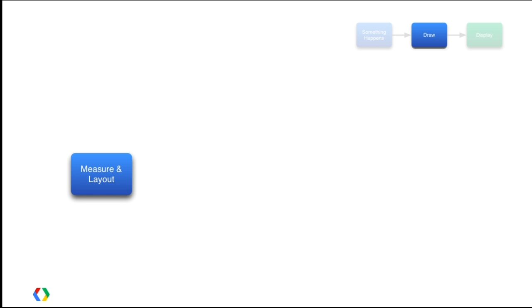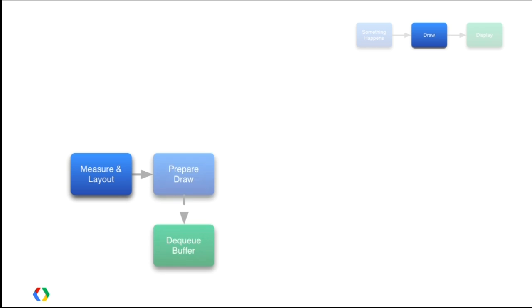Okay, now we're into the big part of the process, the bit in the middle that says draw. A lot of different pieces to this. Measure and layout is certainly part of draw. In an optimal situation, if you're in the middle of an animation, hopefully you're not measuring and laying out. Doing things with layout, you shouldn't be doing. But it is a standard part where we come in and do rendering. We say, do we need to do measure and layout? And then we go on to the next step, which is preparing the draw.